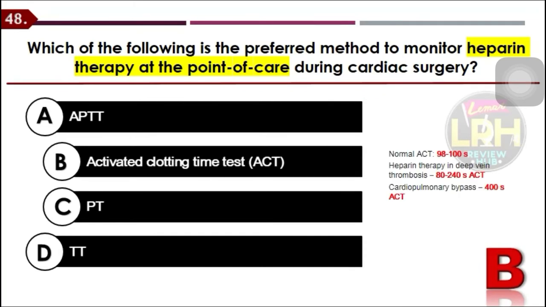Now remember, normal ACT can range from 98 to 100 seconds. For those patients undergoing heparin therapy, as a result of deep vein thrombosis, their ACT can range from 180 to 240 seconds. Relatively higher. Of course, higher in cardiopulmonary bypass. For patients undergoing cardiopulmonary bypass, the ACT is 400 seconds.